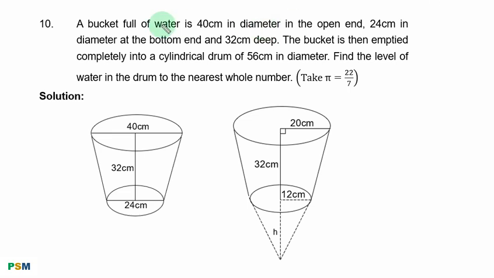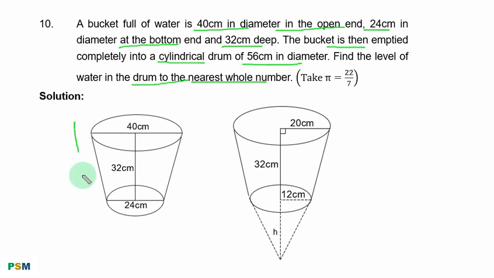Question 10. A bucket full of water is 40 cm in diameter in the open end and 24 cm in diameter at the bottom end and 32 cm deep. The bucket is then emptied completely into a drum in form of cylinder of 56 cm in diameter. Find the level of water in the drum to the nearest whole number.